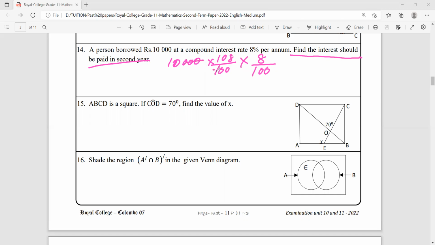You can cancel out this here like this, and you get 108 into 8. This is 8 into 8, that's 64, and 8 into 0, 8 into 1 is 8. Sorry, 864, right? This is 864 rupees is the interest that is paid for the second year, right?